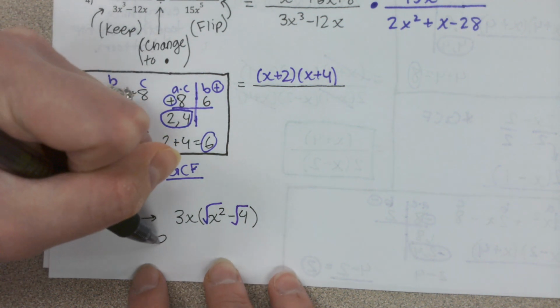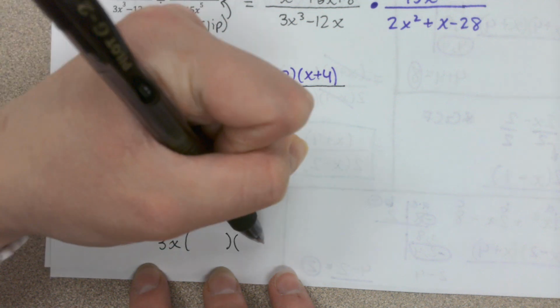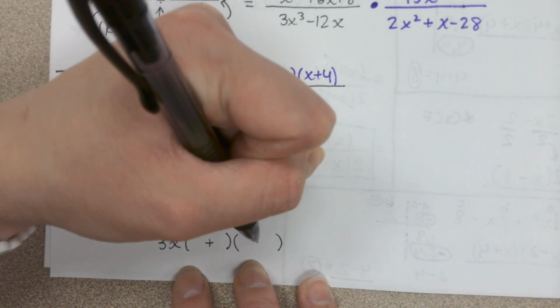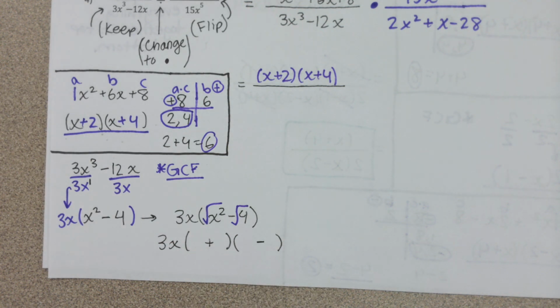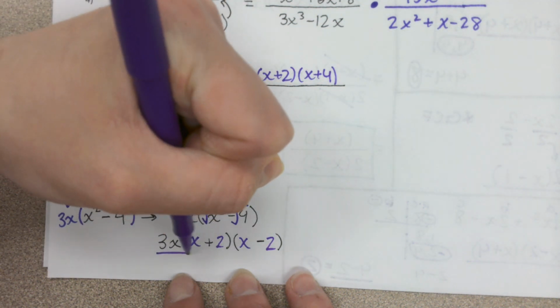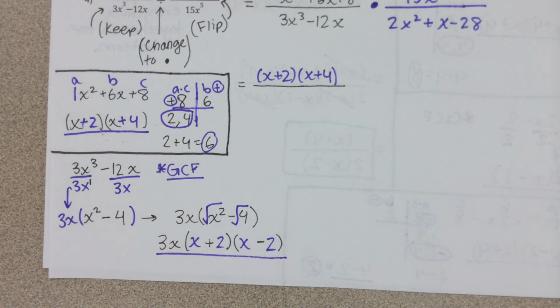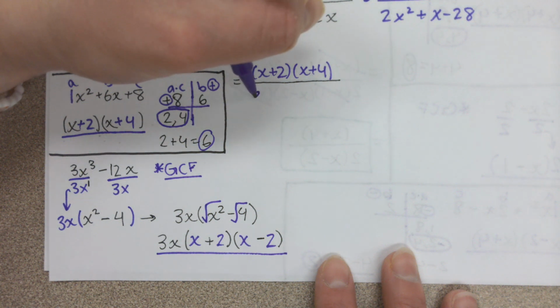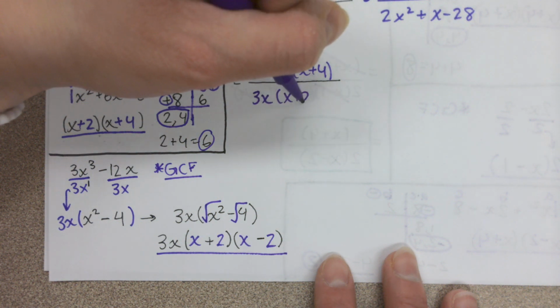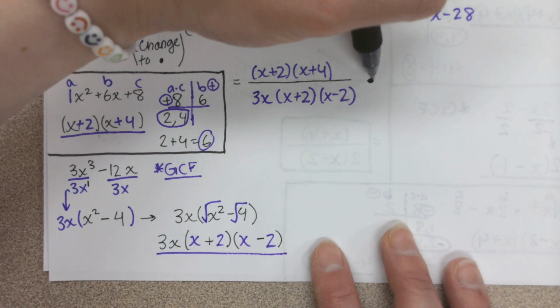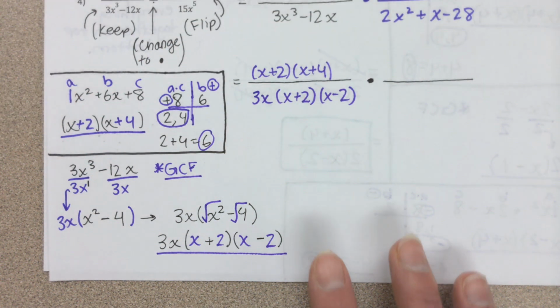That 3x is still going to hang out. It's part of the answer. When we square root, we have the plus and the minus. So we have two answers here. Make sure you write them both. Square root of x squared is x. Square root of 4 is 2. That is the full factorization of 3x cubed minus 12x. So I'll put all of that on the bottom. 3x times x plus 2, x minus 2. Times our second fraction.